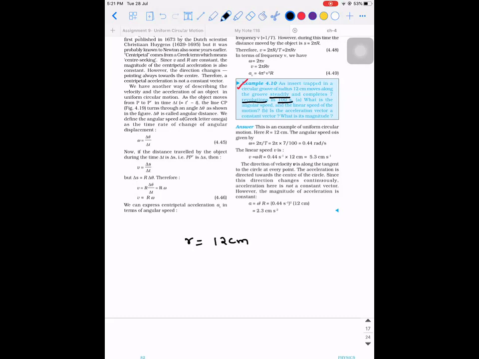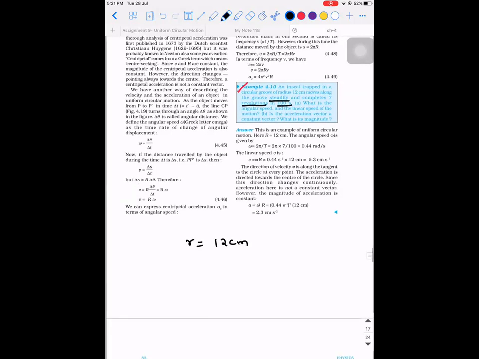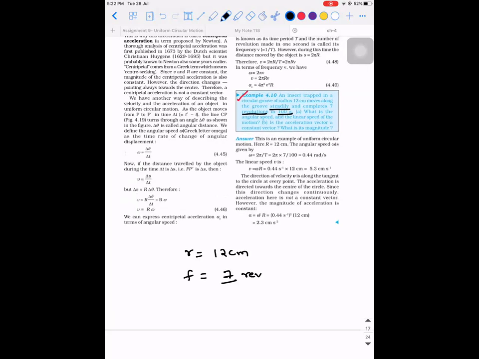So in 100 seconds, how much is the total angle it has covered? In one revolution it covers 2 pi, so in 7 revolutions it is 14 pi radians that it has covered. Have that in your mind. So what is the frequency? 7 revolutions per 100 seconds. 7 by 100 is the frequency. I hope that point is clear in your mind.